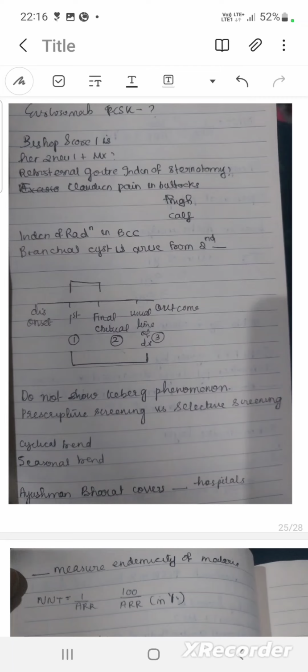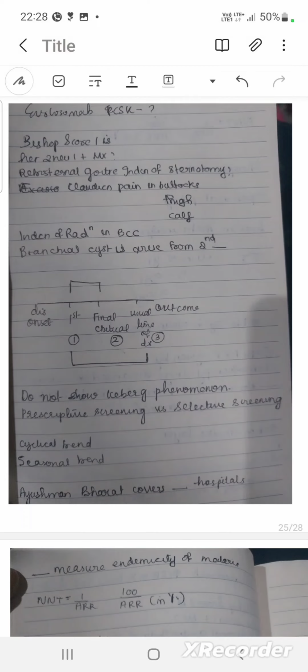Evolocumab, PCSK9 inhibitor. Bishop score 1. So Bishop score 1 is in dilatation 1 to 2 plus. That is actually the confusing one, dilatation and length of cervix. Length of cervix will be 3 to 4. Just study one, that is dilatation 1 to 2. Bishop score 1. HER2 neu 1 plus. So 1 plus means negative, so nothing to do.